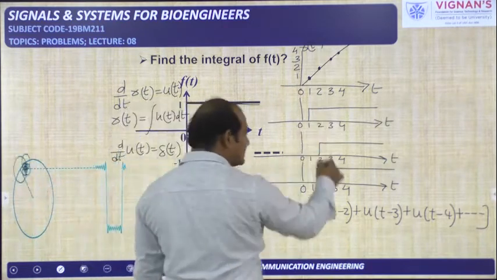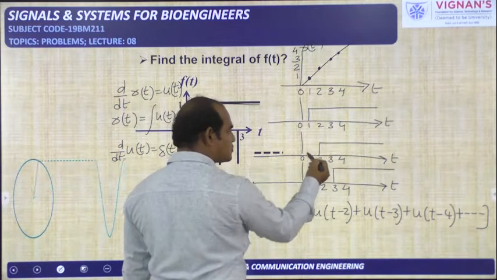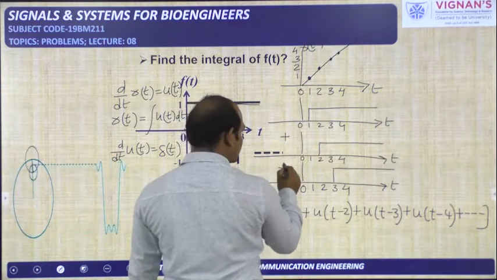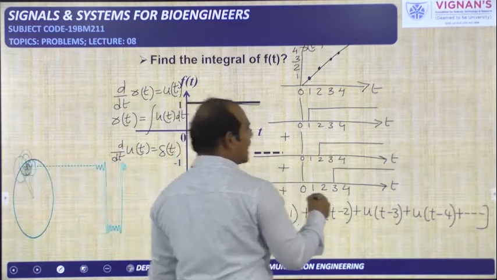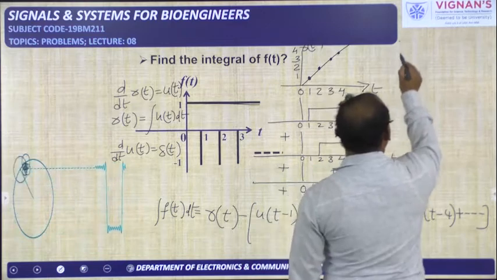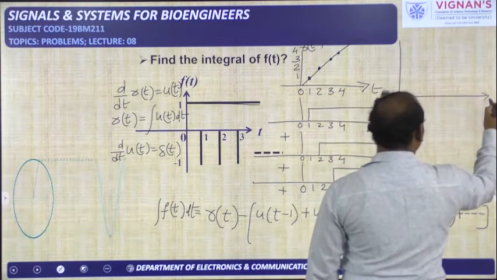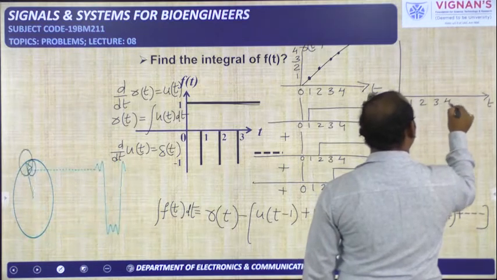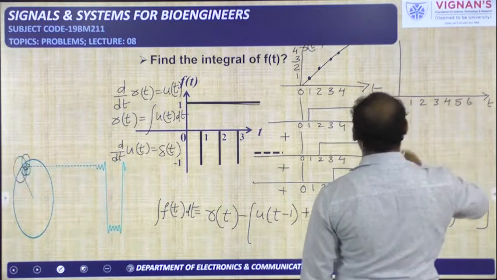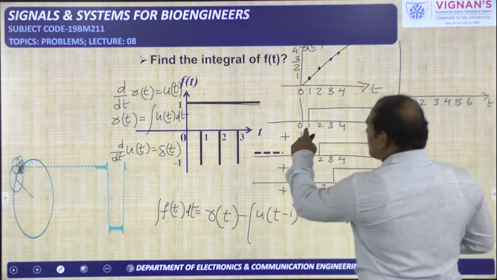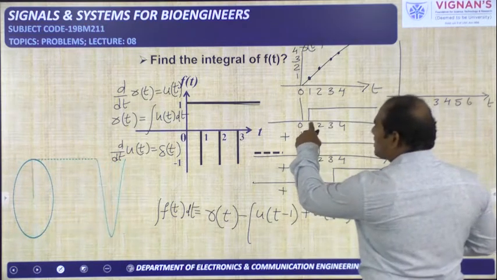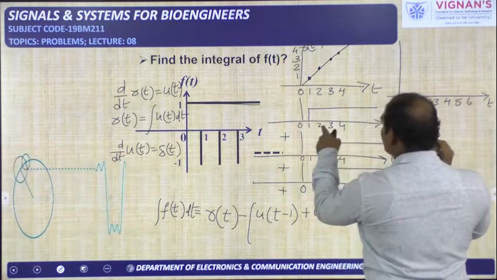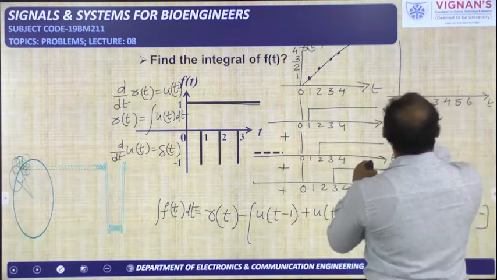So first I will add all these things: u of t minus 1, u of t minus 2, u of t minus 3 and so on. Okay, so plus, plus, plus and so on. I will get that one like this: 0, 1, 2, 3, 4, 5, 6 and so on. If you see u of t minus 1, there is no amplitude between 0 and 1, but from 1 to infinity, when t is changing from 1 to infinity, amplitude is 1.